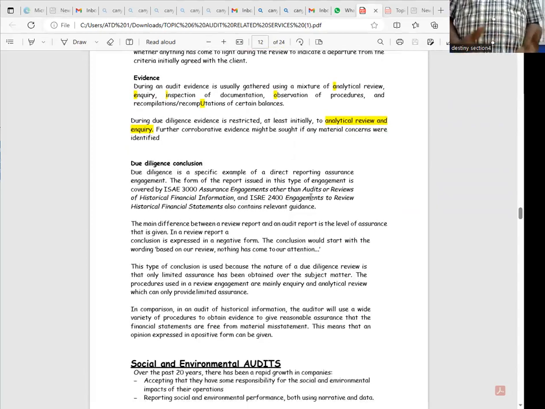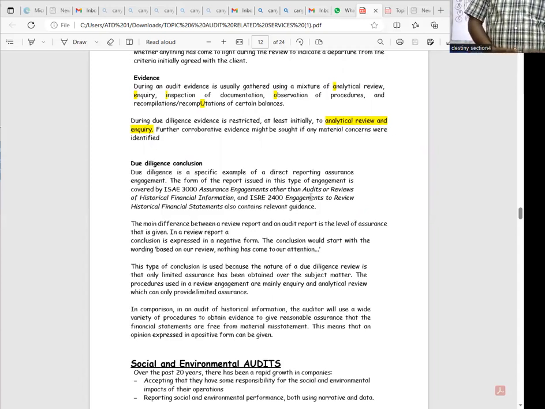Then, due diligence conclusion. Due diligence is a specific example of a direct reporting assurance engagement. It's an agreed-upon procedure. The form of the report issued in this type of engagement is covered by ISAE 3000, assurance engagements other than audits or reviews of historical financial information, and ISRE 2400, engagements to review historical financial statements, also contains relevant guidance.